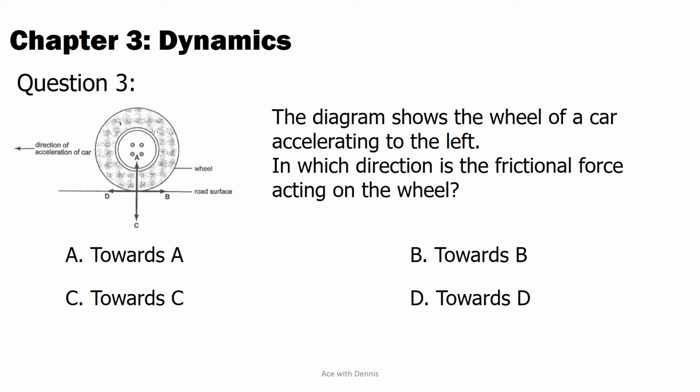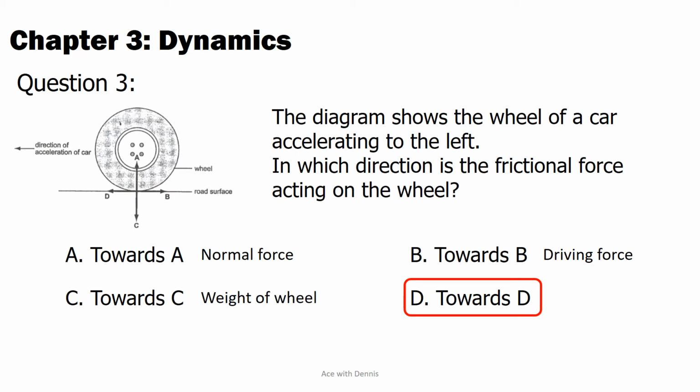The answer is D. Towards D. The force towards A is a normal force reacted by the road surface to the weight of the wheel. The force towards B is the driving force by the wheel to push the car to accelerate to the left. The force towards C is the weight of the wheel acting on the road surface. Frictional force is always in the opposite direction of driving force.